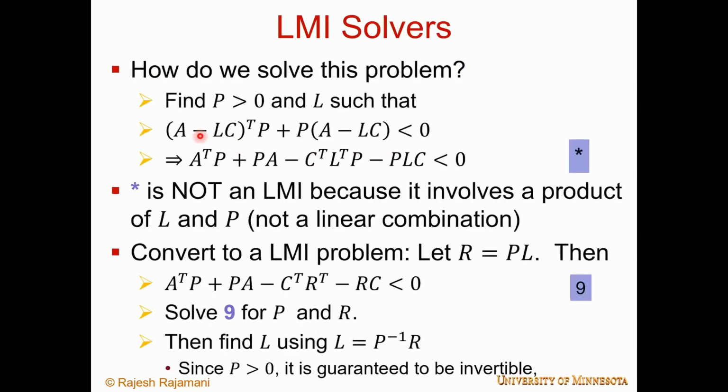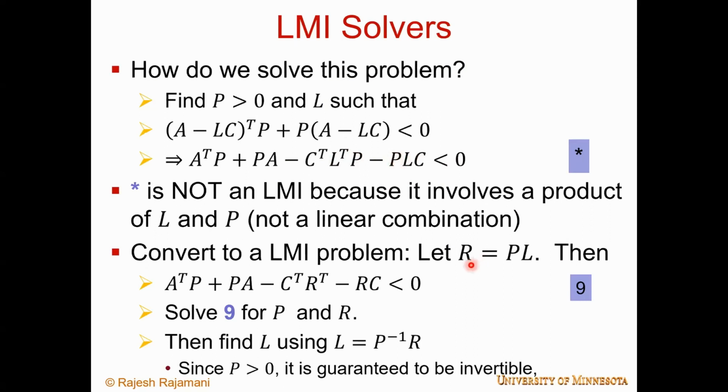If you expand out A minus LC transpose P plus P A minus LC less than 0, that is basically A transpose P plus PA minus C transpose L transpose P minus PLC less than 0. And so straight away you can see that this is not really an LMI. This is a BMI, or bilinear matrix inequality, because it involves a product of L and P. There are two variables we are trying to solve for here, P and L, and a product of P and L is involved in these two terms. So this is not really an LMI, but it can be easily converted to one.